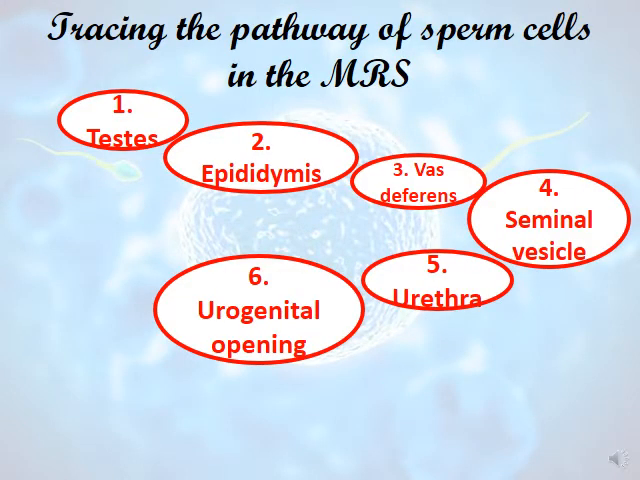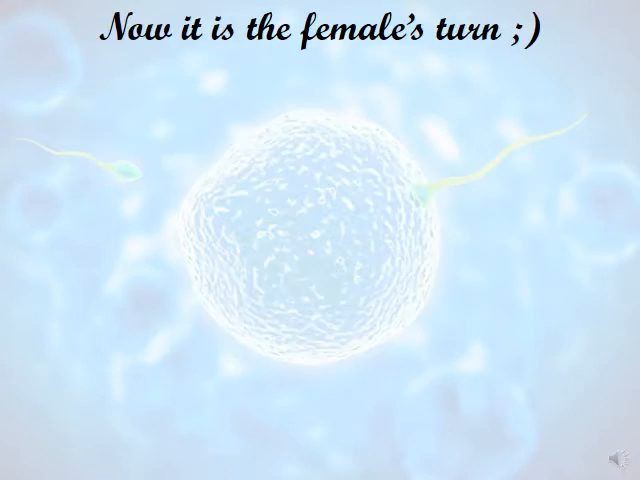The pathway of the sperm cells inside the male reproductive system starts in the testis, then moves to the epididymis, then to the vas deferens, seminal vesicles, urethra, and finally to the urogenital opening. Now it's the female's turn.